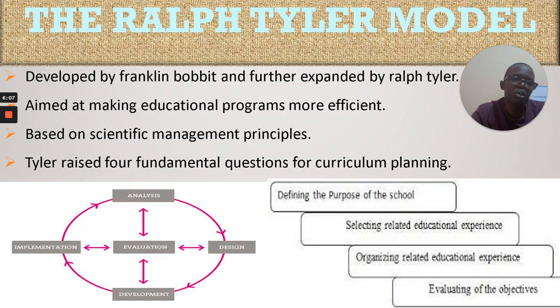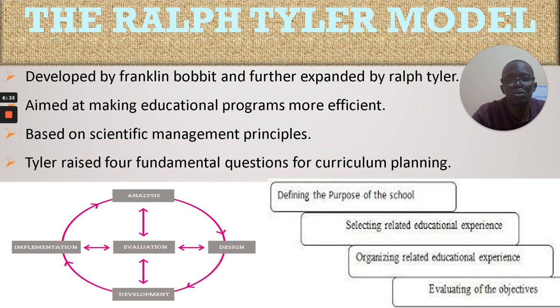Another type is the model developed by Ralph Tyler. When it comes to the Ralph Tyler model, we learned that originally it was developed by Franklin Bobbitt and further expanded by Ralph Tyler. It is aimed at making educational programs more efficient. It is based on scientific management principles.